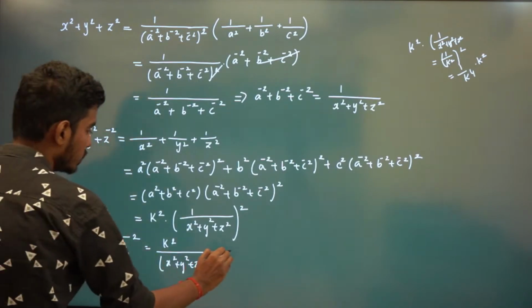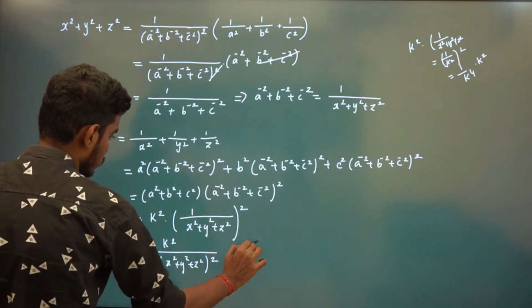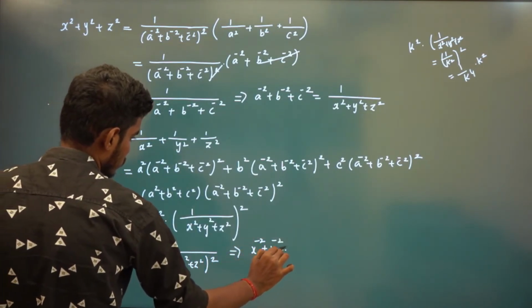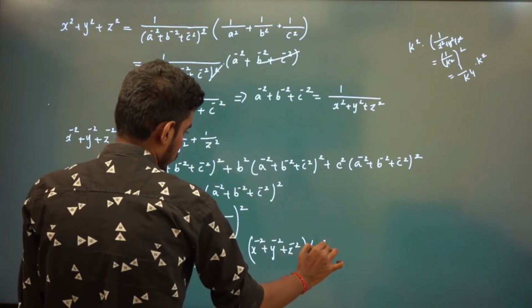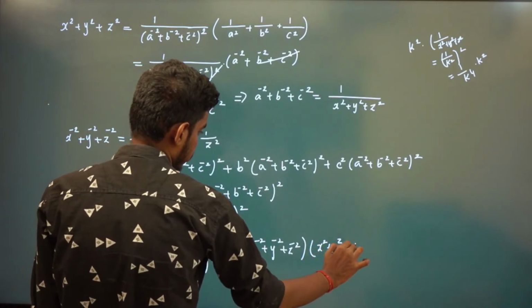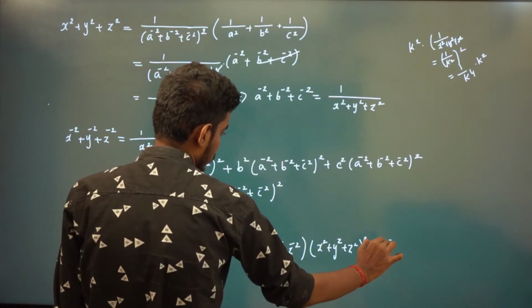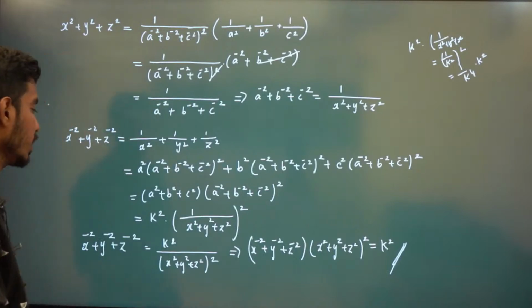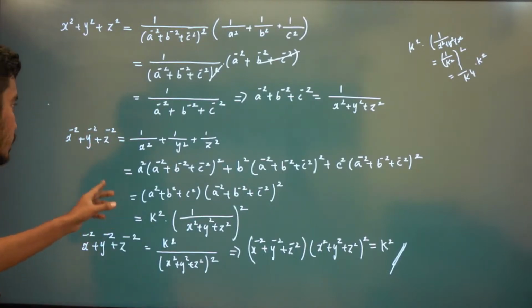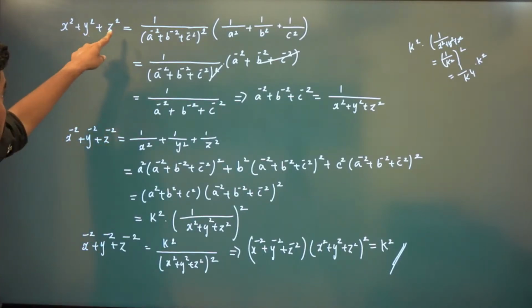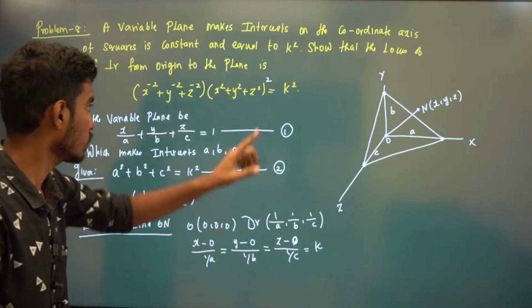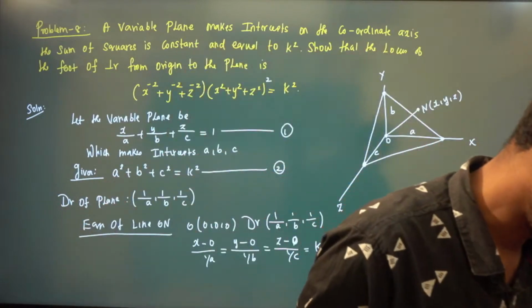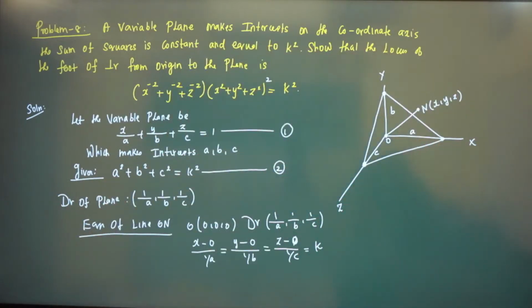Right? Now cross multiply this, we'll get the locus. You can do it at any stage, right? Just multiply this and this, you'll also get it, right? But the question is x square plus y square plus z square whole square, right? Sorry, this whole square. We'll move on to the next problem. Is it clear? Okay.